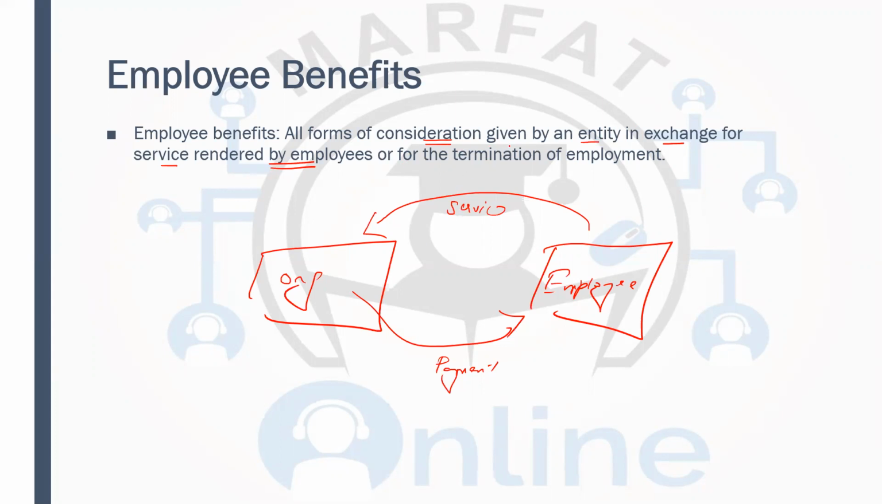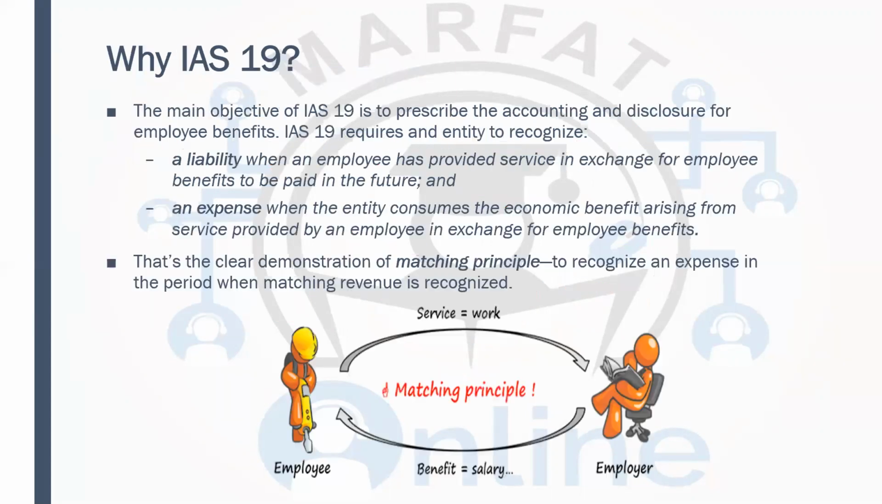So all forms of consideration given by an entity in exchange for service rendered by employees or for the termination of the employment. Usually we call it severance payments. You have studied in your law paper that if the employee is being made redundant or terminated, the entity pays them. That is known as the severance payment. So that is the expense of the company as well.